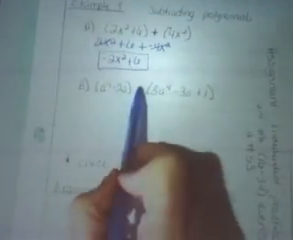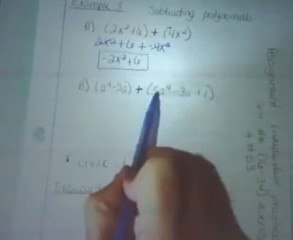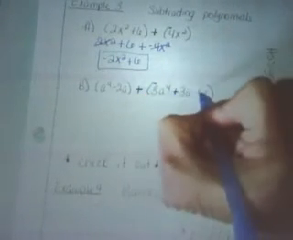On B, I have a polynomial minus a polynomial. Remember, parentheses keep everything as a group. So if I'm going to change this subtraction to addition, I have to change the sign of everything inside this group. So that's going to become negative. That would become positive. This one would become negative.